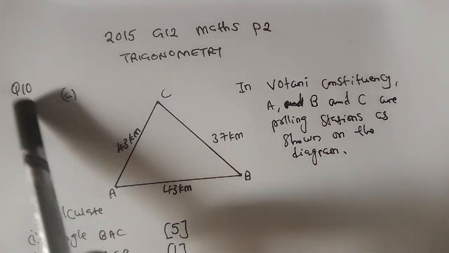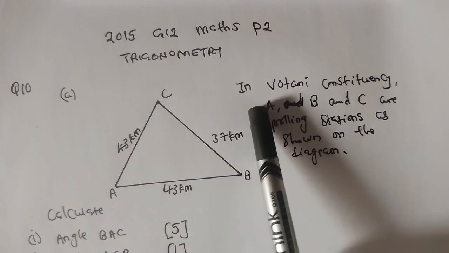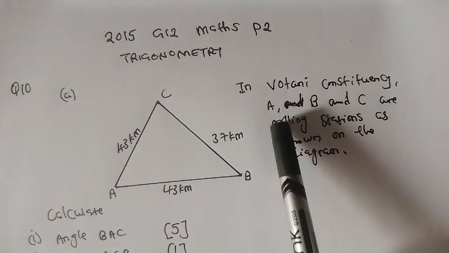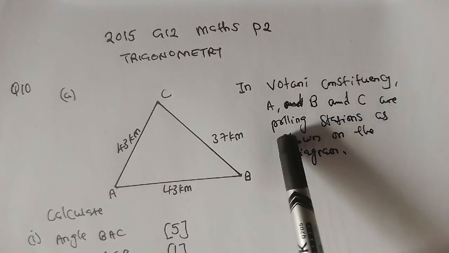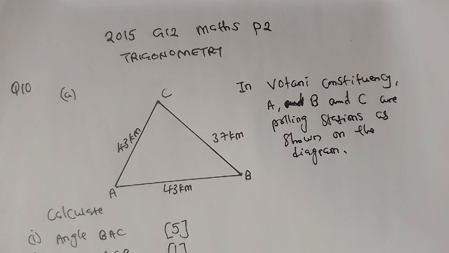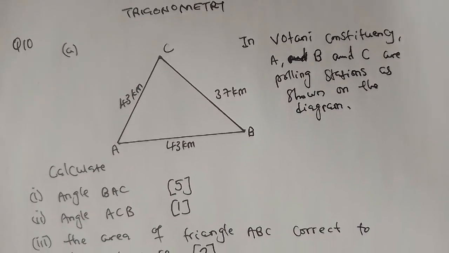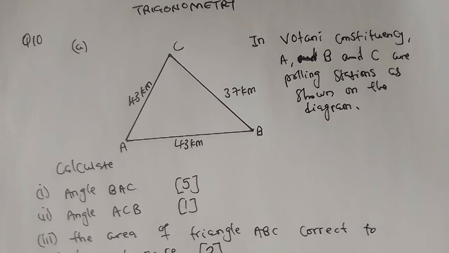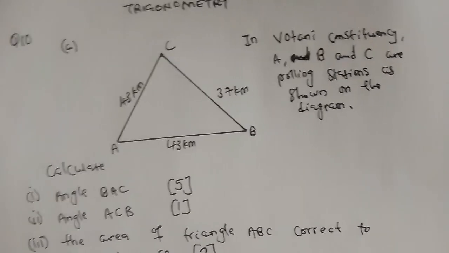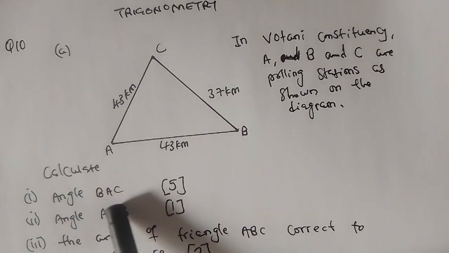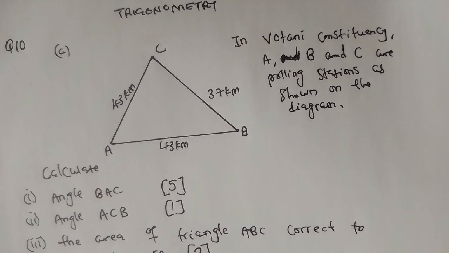Okay, so this is question 10. We're saying in the Votani constituency, A, B, and C are polling stations as shown on the diagram. So this is a diagram, and the question is on trigonometry. Calculate angle BAC.